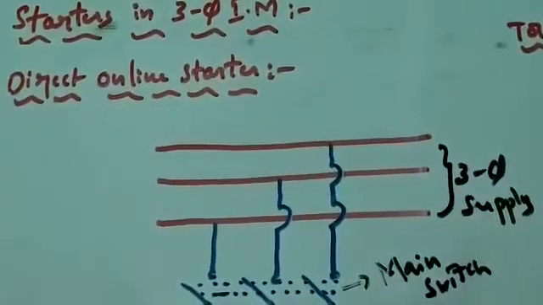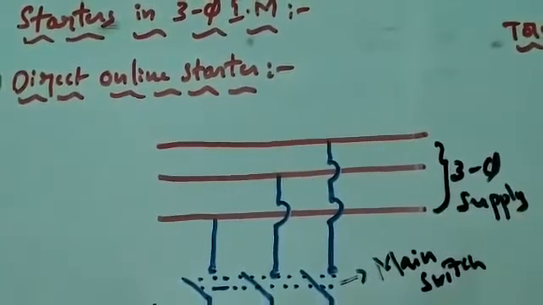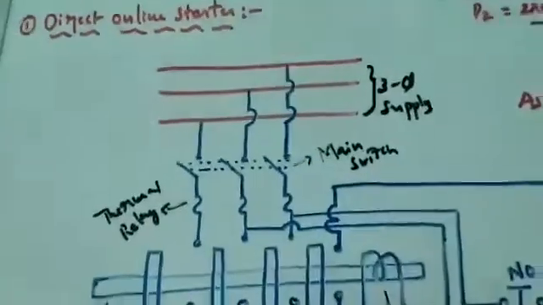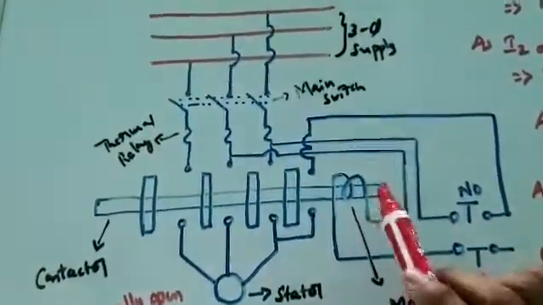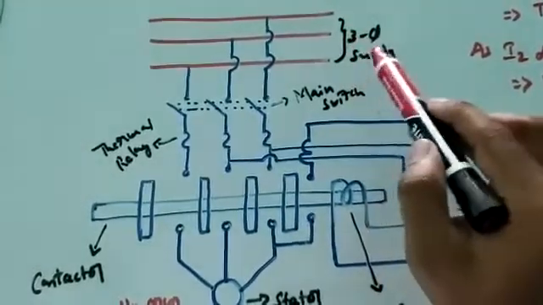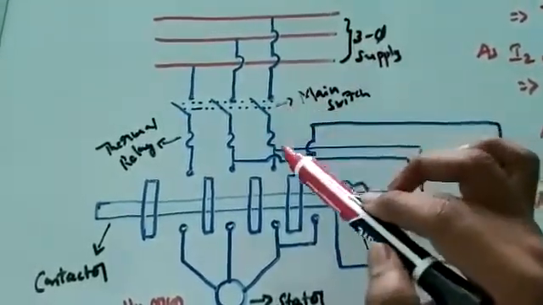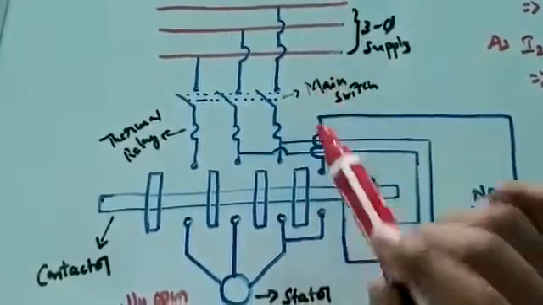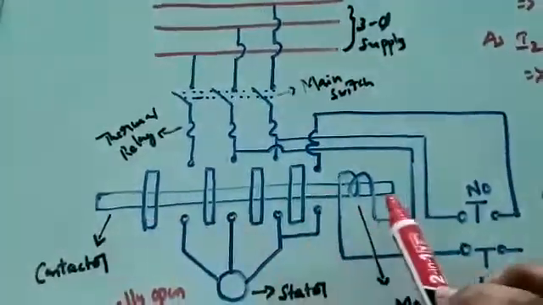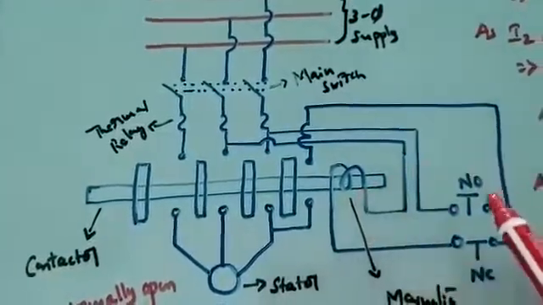Now I'm going to explain the direct online starter, right? If you clearly observe the diagrammatical representation of it, it is a three-phase supply. And this is the main switch we have, and these are the thermal relays which are used for overload protection, and this is a contactor, and this one is the magnetic coil.